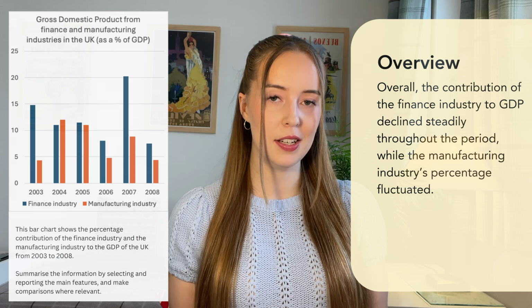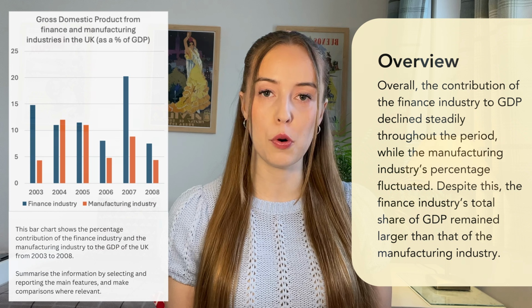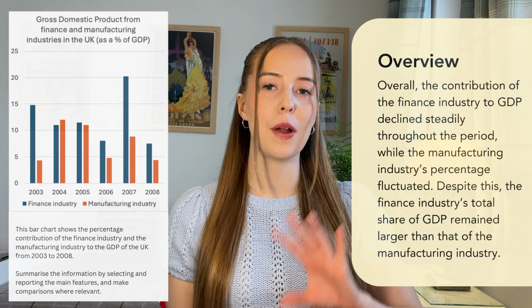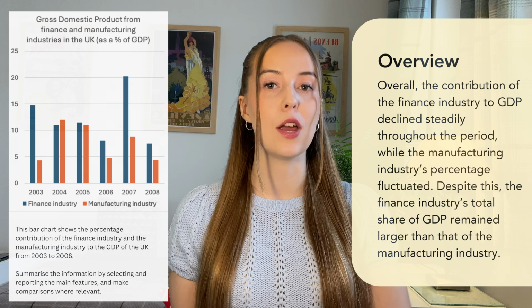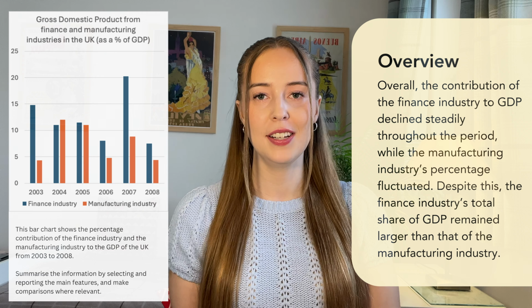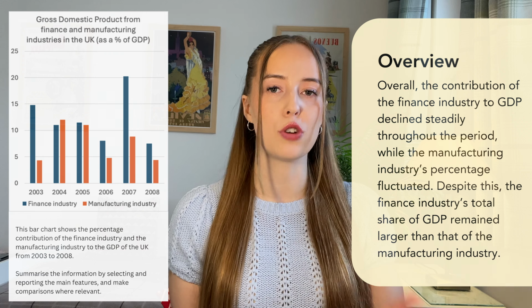Let's write the next sentence of our overview. Despite this, the finance industry's total share of GDP remained larger than that of the manufacturing industry. So remember, we are looking for the most obvious, most important features. Many people trip up at this point as they overthink the data. They get caught up in finding little details that they can talk about to impress the examiner. They think that writing an overview as simple as this is not going to get them a high band score. They think it needs to be complex and ultra thorough.